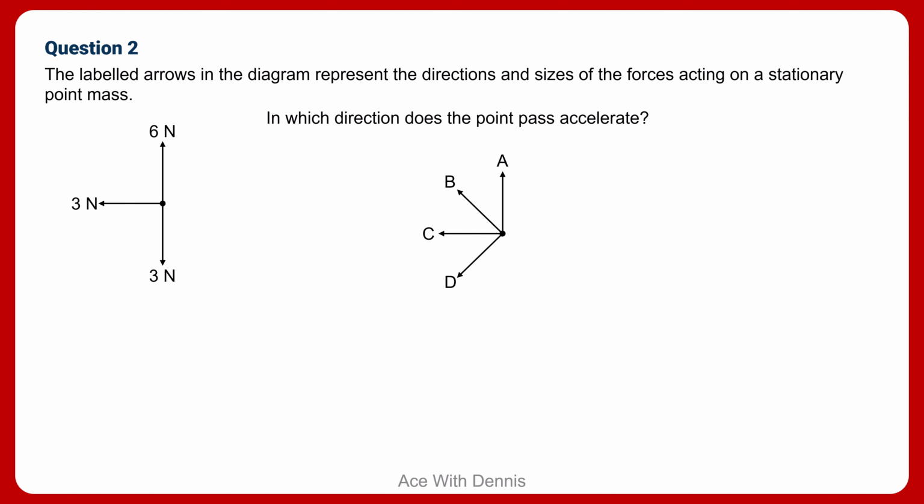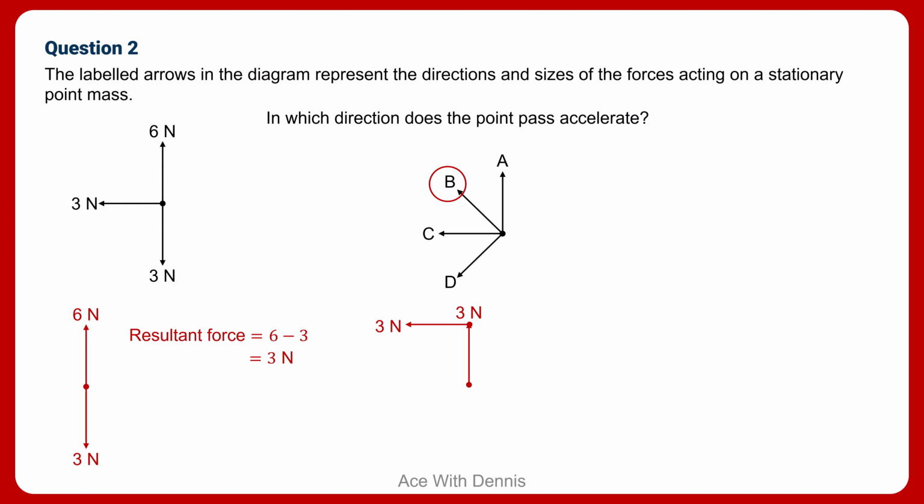The answer is B. To determine the answer, first we need to look at these two forces, which are the 6 newtons and the 3 newtons. Since both forces are pointing in opposite directions, the resultant force will be 6 minus 3, which is 3 newtons. Then these 3 newtons will act with another 3 newtons pointing to the left, from the original diagram, and let's determine the resultant force.